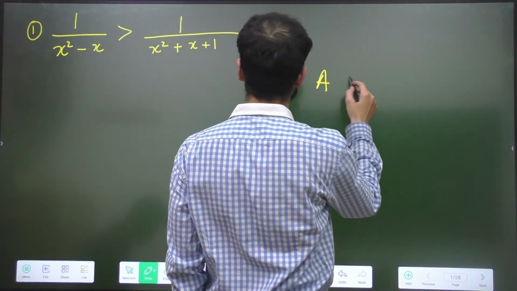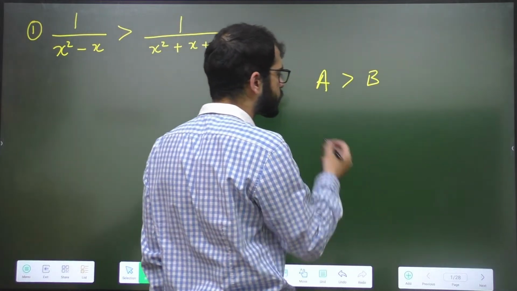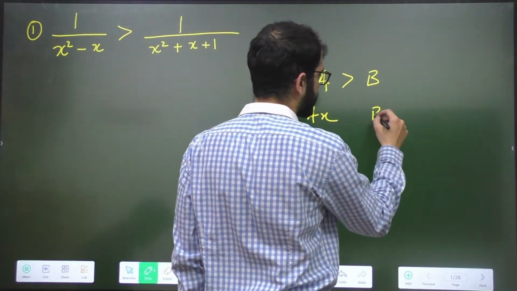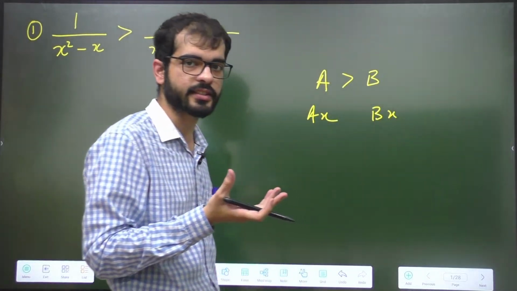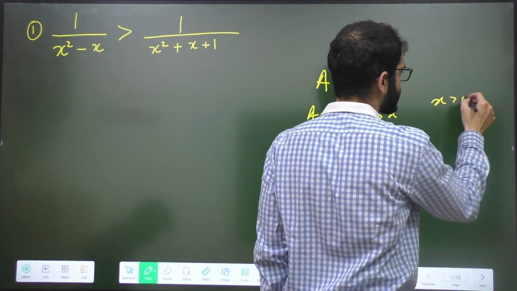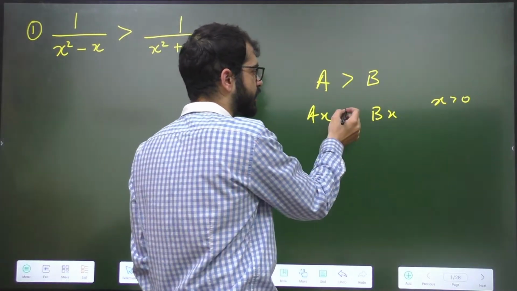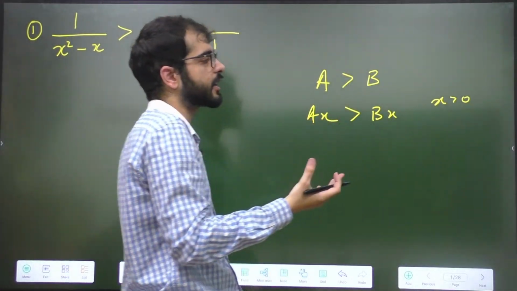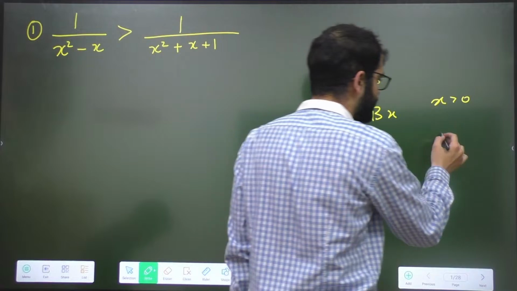If I say a is greater than b, then I cannot multiply the two sides with x and say that an inequality exists, because no inequality exists. If x is greater than 0, if x is a positive number, then I can say that ax would still be greater than bx. But what happens if x is less than 0?